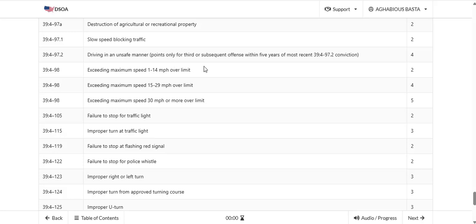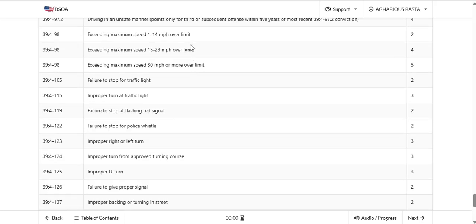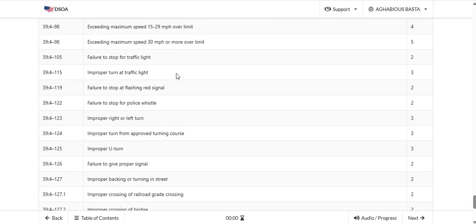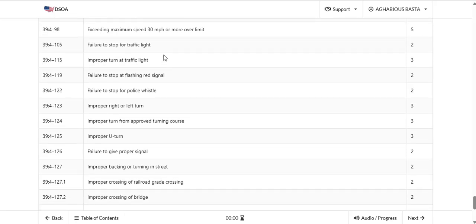39:4-98 Exceeding maximum speed 1 to 14 miles per hour over limit. 39:4-98 Exceeding maximum speed 15 to 29 miles per hour over limit. 39:4-98 Exceeding maximum speed 30 miles per hour or more over limit. 39:4-105 Failure to stop for traffic light. 39:4-115 Improper turn at traffic light. 39:4-119 Failure to stop at flashing red signal. 39:4-122 Failure to stop for police whistle.